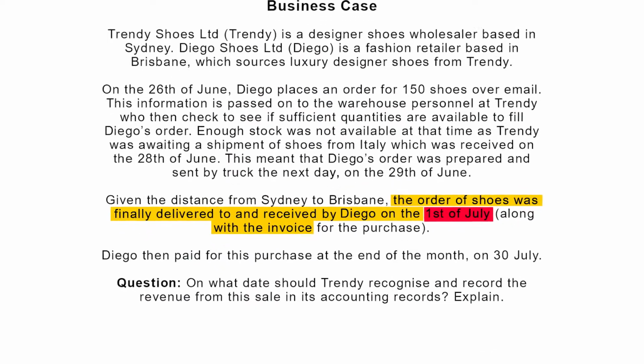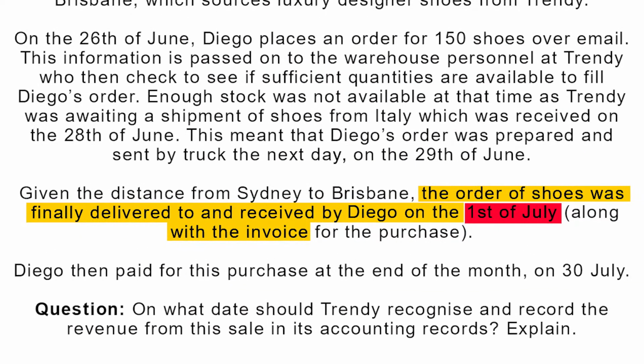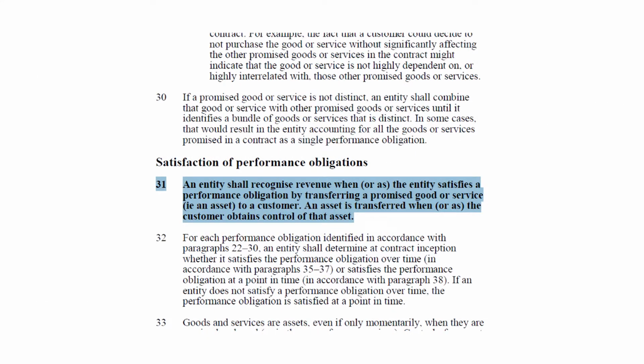Why? Because this is the date where the order of shoes was finally delivered to and received by Diego, which means this is the date the goods were transferred to the customer according to the AASB 15, paragraph 31. See how we expressed our conclusion and supported it with reference to the standard? That is how you effectively structure an answer.